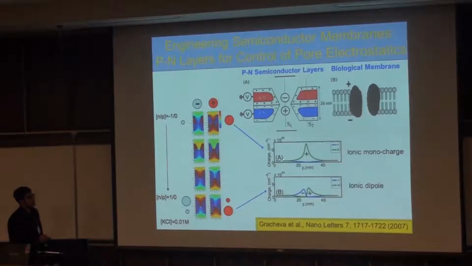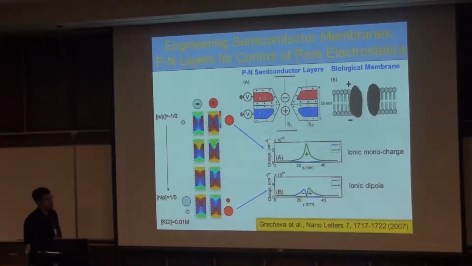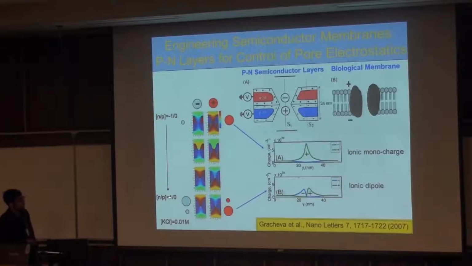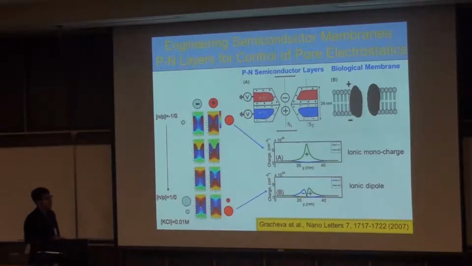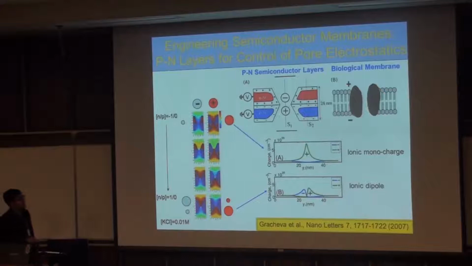It's a symmetric charge distribution of the ionic species. But if we change the voltage profile, we can get a sort of ionic dipole. This shows that we can manipulate the electrostatics within the nanopore by using this formalism. And I should mention that this is very similar to how biological nanopores function. So we're getting a little bit closer.